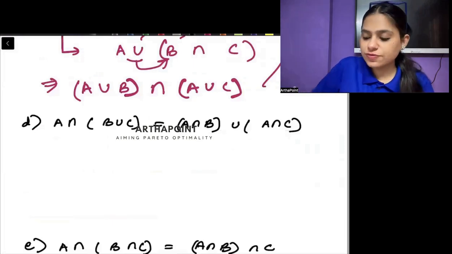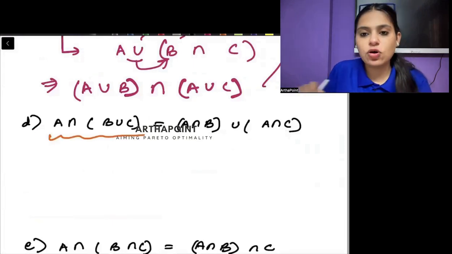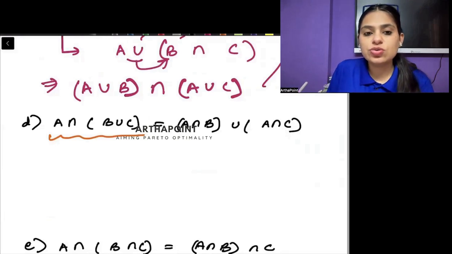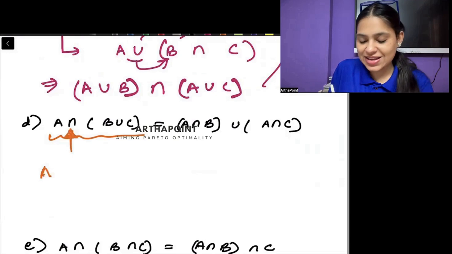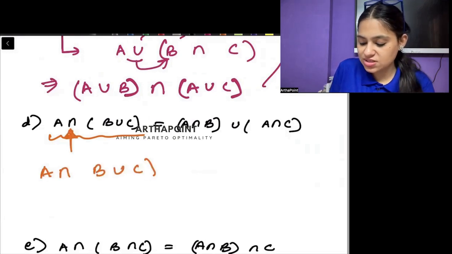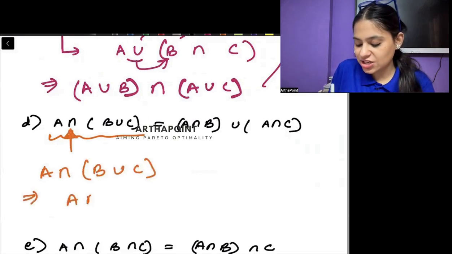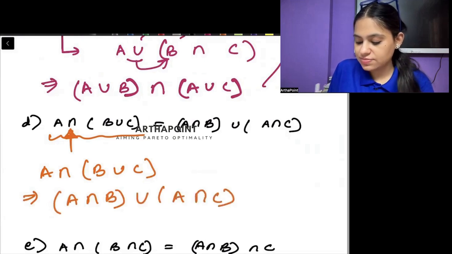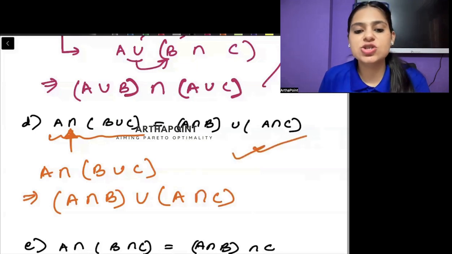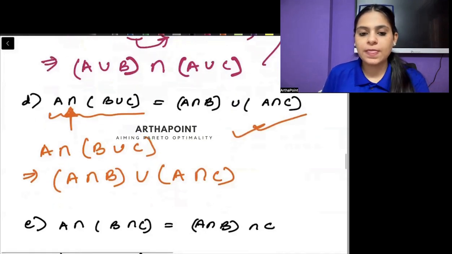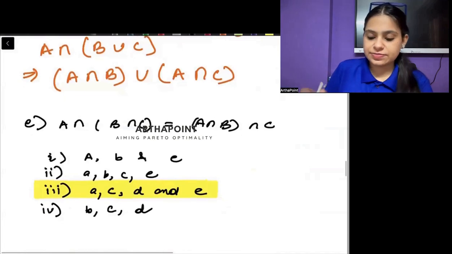So if I talk about the fourth one, aur yahan pe main distributive law lagane ki koshish karu, so you need to understand that this is intersection here. So A intersection (B union C) will be (A intersection B) union (A intersection C). This is also correct using the distributive law. Koi dikkat nahi.